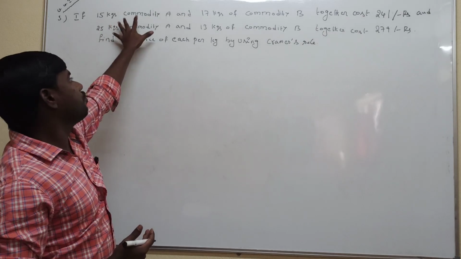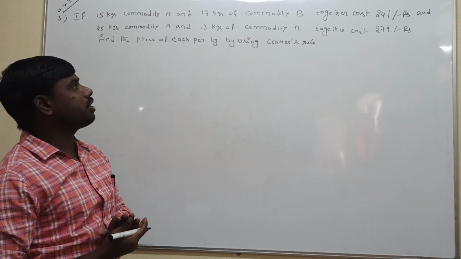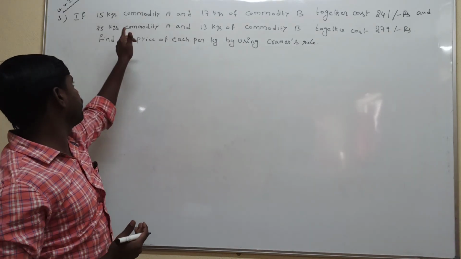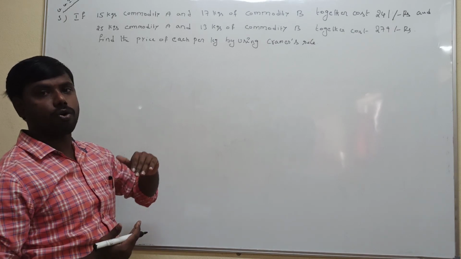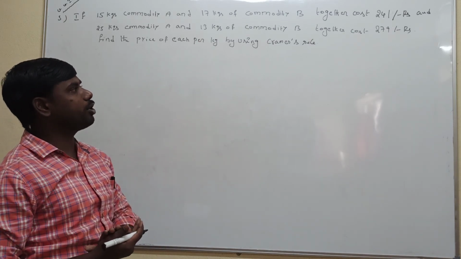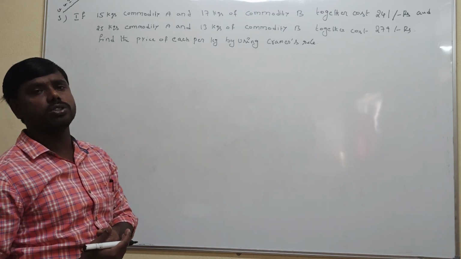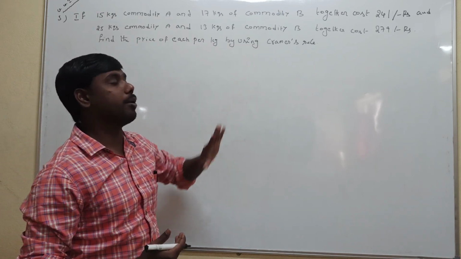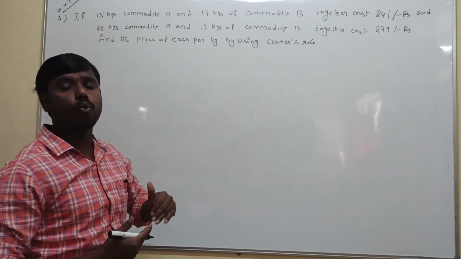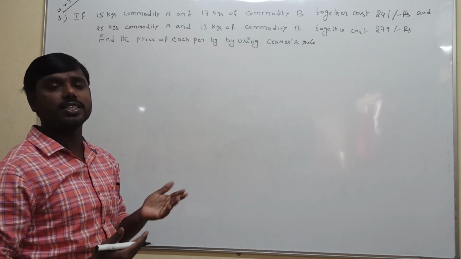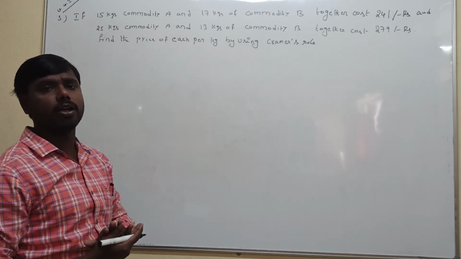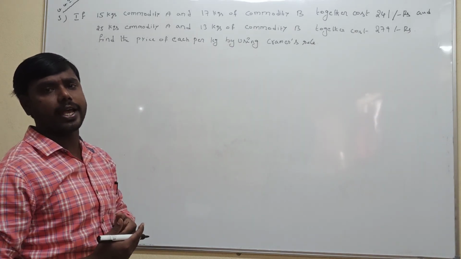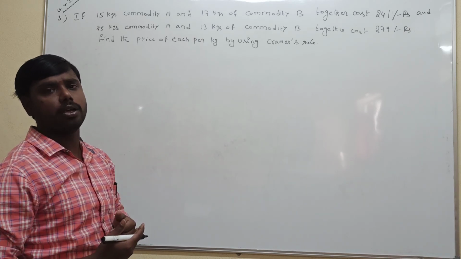According to the question, 15 kgs of commodity A and 17 kgs of commodity B together cost 241 rupees. Second, 25 kgs of commodity A and 13 kgs of commodity B together cost 279. They are asking to find the price per kg using Cramer's rule. They are not giving the prices, so we assume the cost of commodity A is x and the cost of commodity B is y.